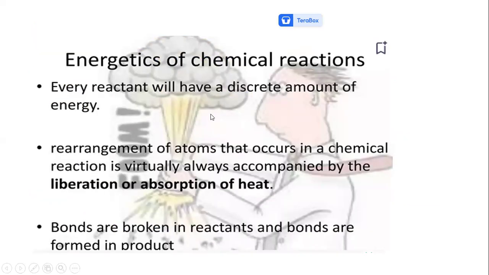Energetics of chemical reaction: every reactant will have a discrete amount of energy. The rearrangement of atoms that occurs in a chemical reaction is virtually always accompanied by the liberation or absorption of heat. Bonds are broken in reactants and bonds are formed in the products.